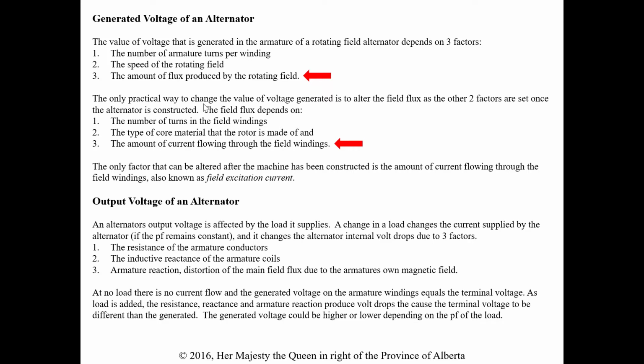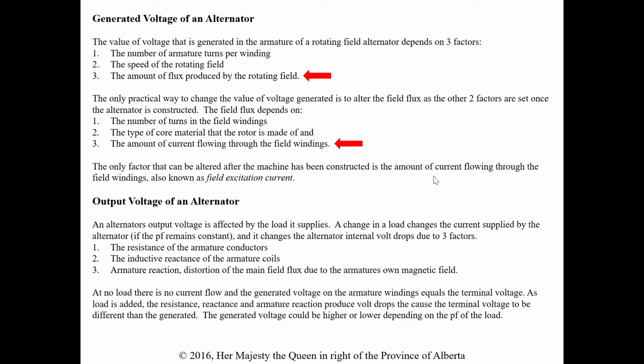So the only practical way to change the value of voltage generated is to alter the field flux, as the other two factors are set once it's constructed. So what does the field flux depend on? Well, it depends on the number of turns in the field winding, the type of core material, and the amount of current going through. Out of these three, the only thing we can adjust is the amount of current flowing through the field windings, just like we talked about in DC. So we can affect the amount of current going through the field, which affects the field intensity, and that will affect the generated voltage. So the only factor that can be altered is the amount of current, also known as field excitation current.